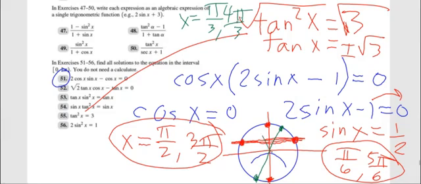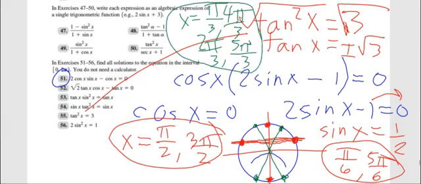And then, for negative radical 3, right? What are those two solutions? 2 pi over 3 and 5 pi over 3. So that's the remaining solutions of question 55. And we should call that a wrap. Instead of a sandwich.